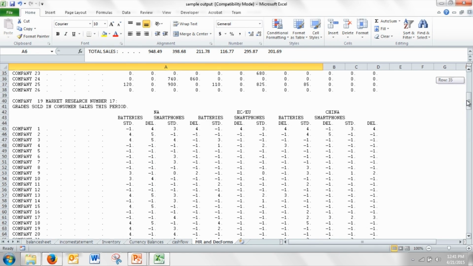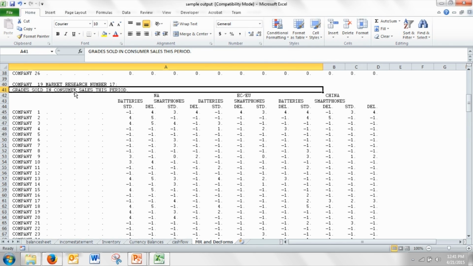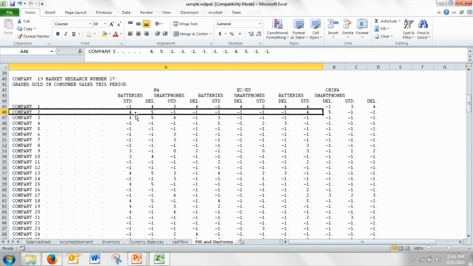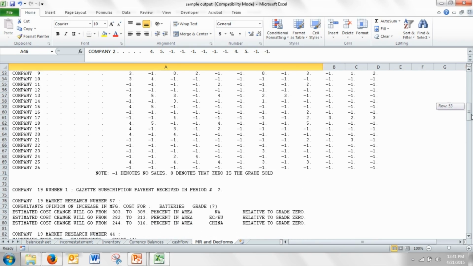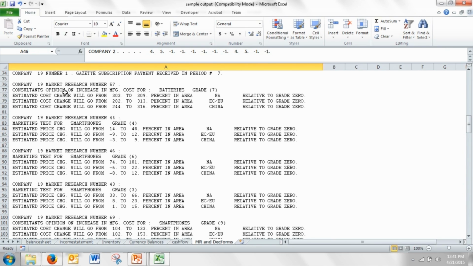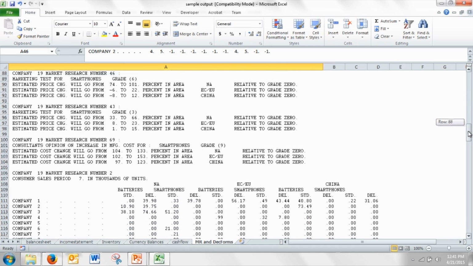The prices posted and the grades sold in consumer sales. So by looking at 17, you can see what grade everybody is selling. For instance, 2 and 3 seem to be selling both 4 and 5 grades of batteries. And again, remember that the negative ones represent no sales, so they're not selling any particular grades. And you can see that this firm has ordered some of the consultants' reports to see what costs are going to be like in the upcoming period. So those are all there.